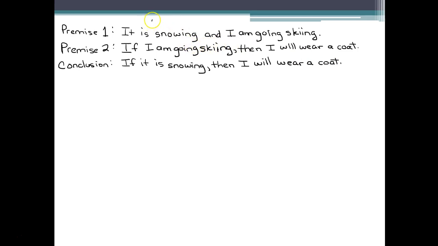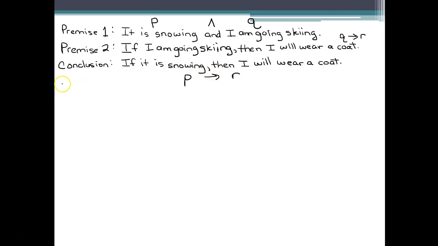Okay, let's let P be it is snowing, and I am going skiing is going to be Q. So if I'm going skiing, then I will wear a coat. Well, I'm going skiing, so if Q, then I will wear a coat. Let's let that be R. So if it is snowing, then I will wear a coat.